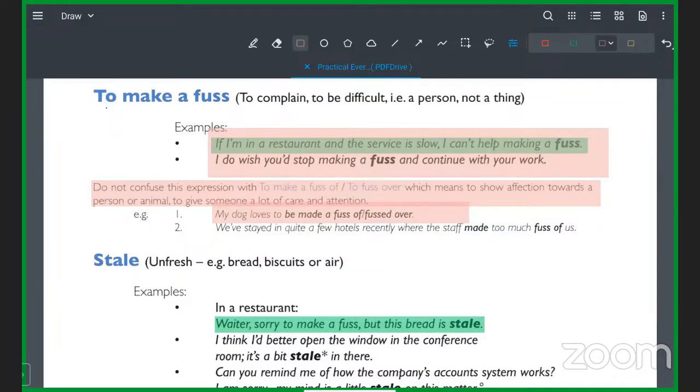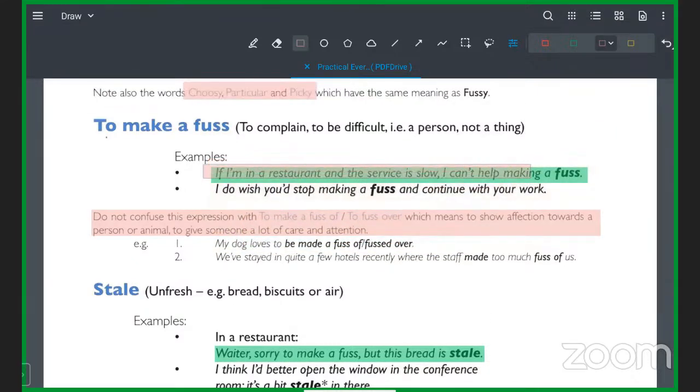Am I saying that my dog is very nice, because here the meaning is a lot of love, care and attention? No, you look at the first thing. To fuss over means to show affection towards a person or animal. So my dog loves to be made a fuss of, or fussed over, means my dog loves to be treated affectionately, treated with love and affection. That's what it means, to be fussed over.